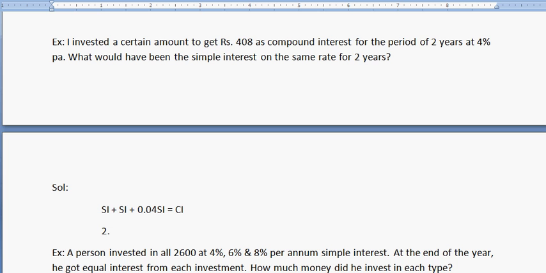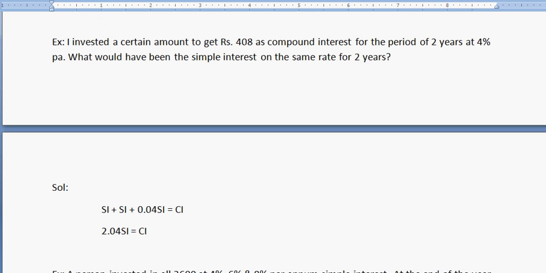So 2.04 times SI is equal to the compound interest. Now compound interest is given to be 408. So we can see that simple interest would be 408 divided by 2.04, which is equal to 200. Once again, if we invest the same amount at simple interest, what we would get is SI plus SI, where SI is the interest which we get after year 1.